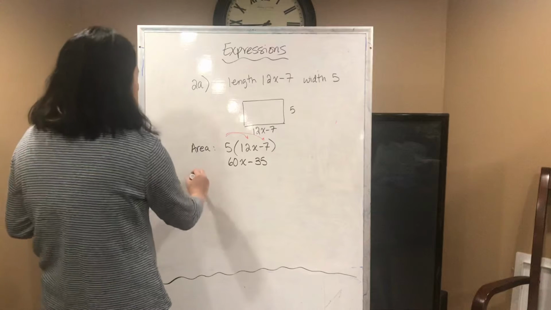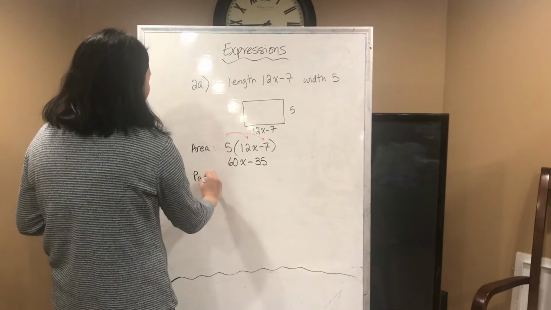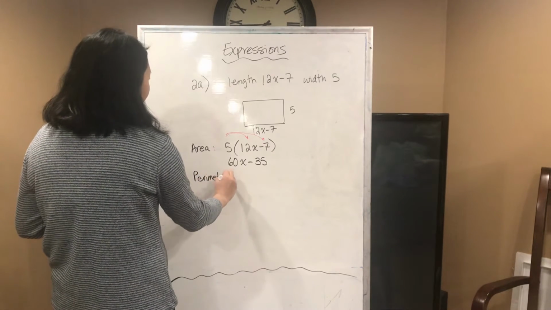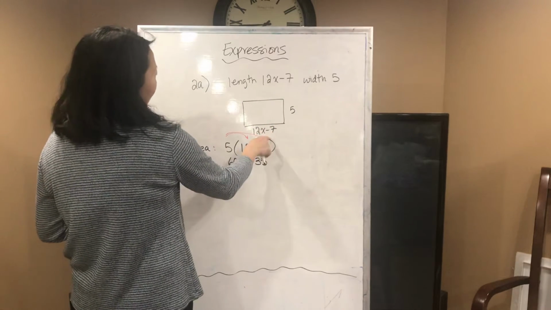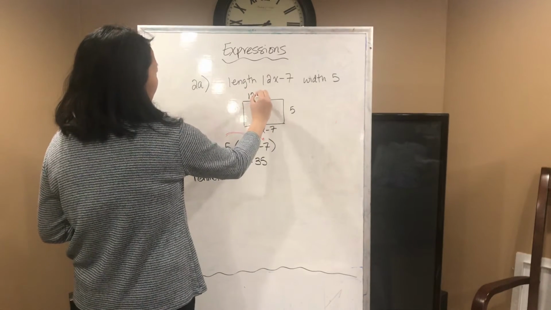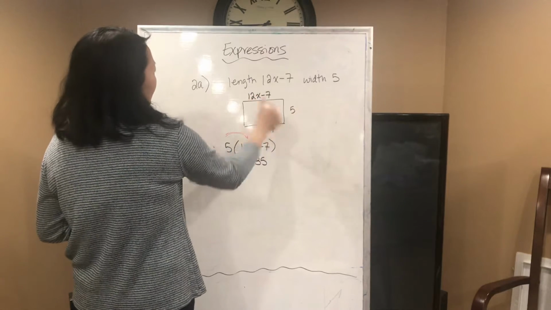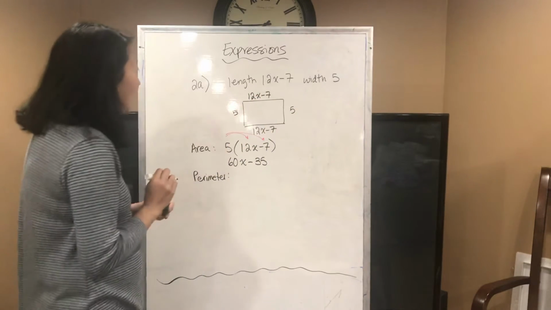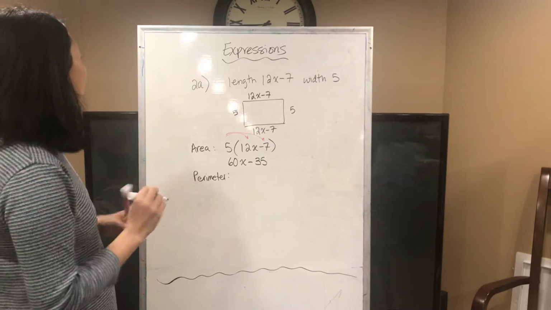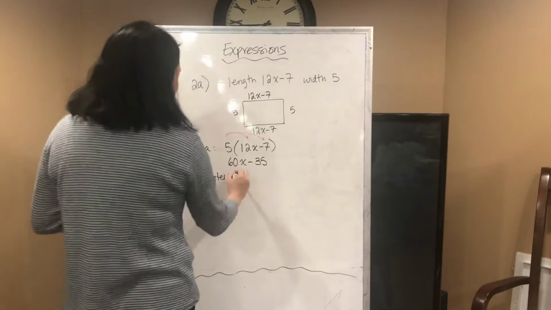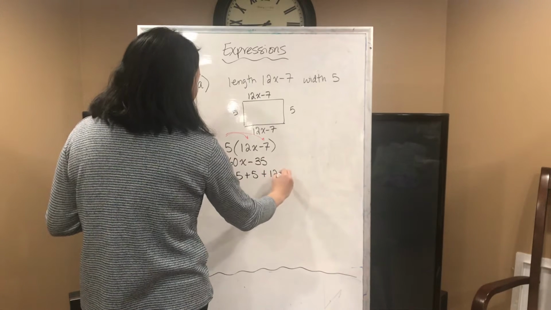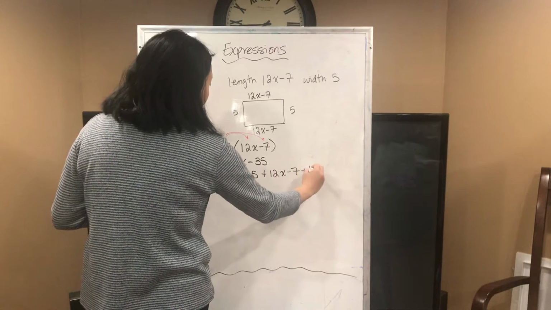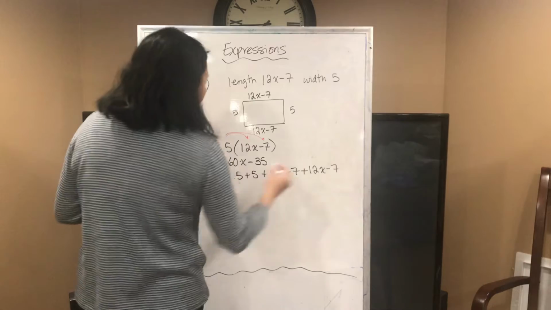For the perimeter of a rectangle, of course, I have to add up the sum of all the sides. So if this is 12x minus 7, this of course is also 12x minus 7. If this is 5, the opposite side is also 5. So I could just add them all up. So I could do 5 plus 5 plus 12x minus 7 plus 12x minus 7. I mean, that's totally fine.